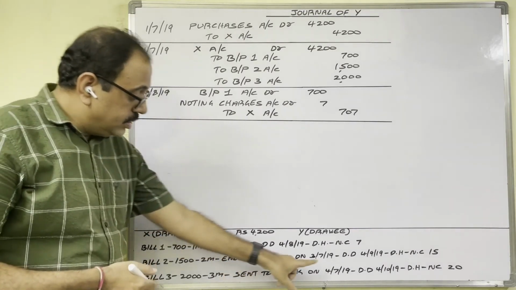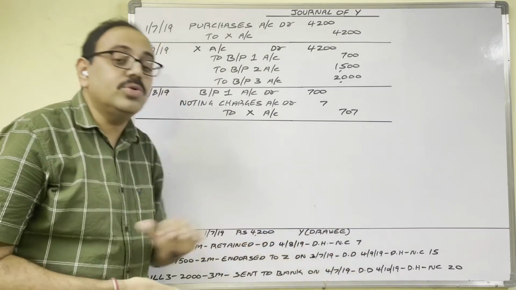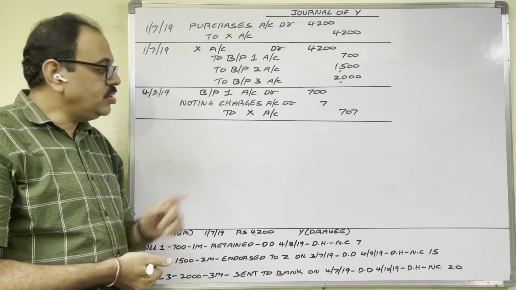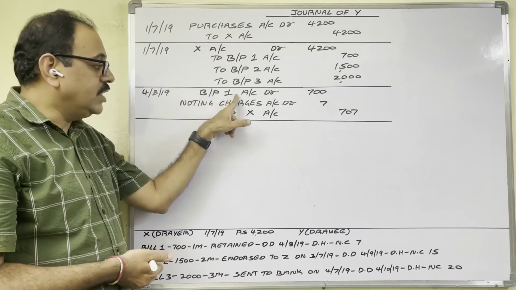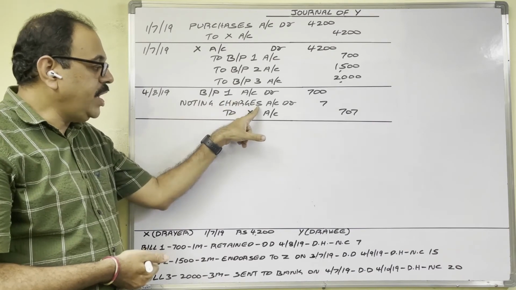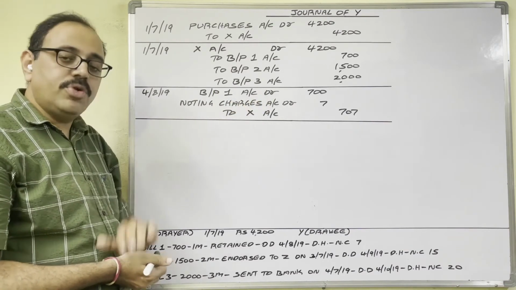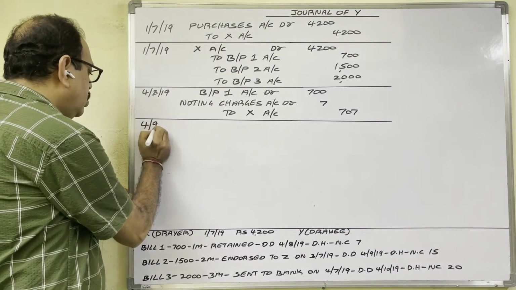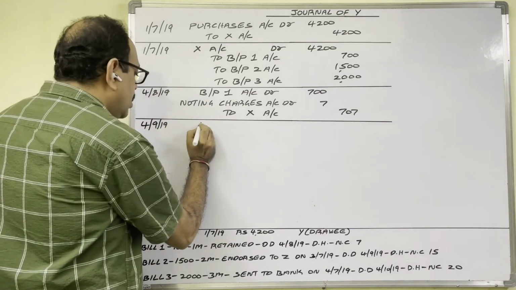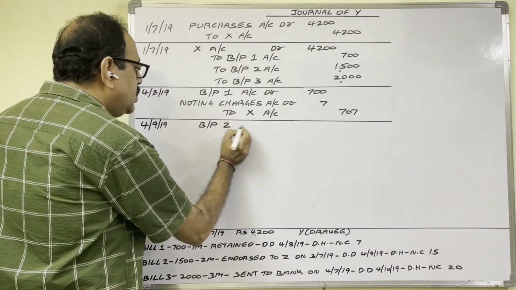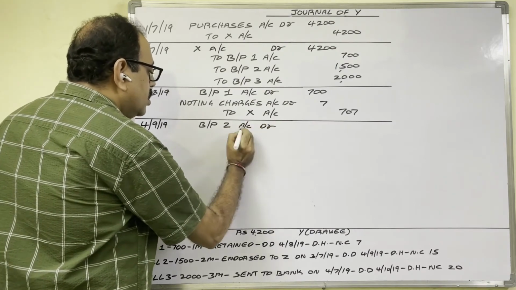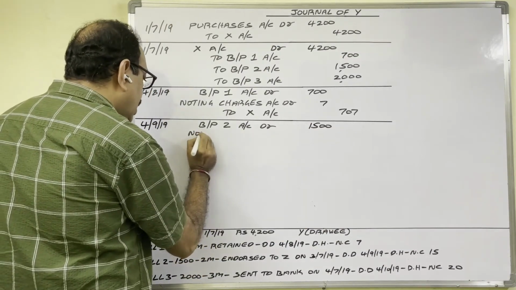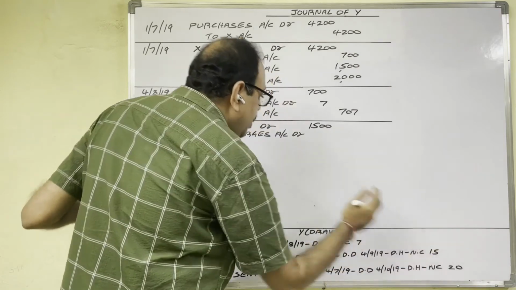Next date is second bill due date, 4th September 2019. On that day, the second bill is also dishonored. So for the second bill also the same thing happens. Bill we should cancel. Second bill noting charges we have to debit. And these two amounts, to X only we have to pay. Again X becomes a creditor. So on 4th September 19, the entry is bills payable 2 account debit, second bill value 1500 rupees. Noting charges account debit, second bill noting charges 15 rupees.